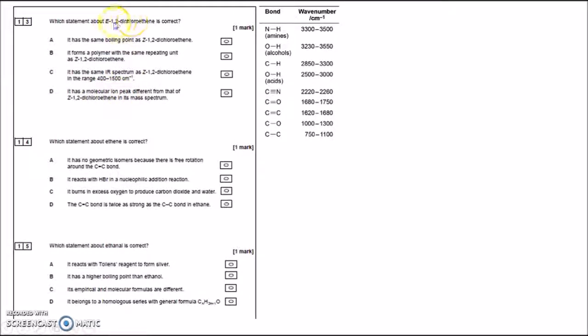Well, it won't actually affect it. E or Z are going to have the same Mr. So when you form a molecular ion, it's the positions of these Cls which are different between E and Z. They've got the same relative formula mass, they've got the same Mr, and therefore the molecular ion won't be different between these two. So D is wrong. So your answer there is B.